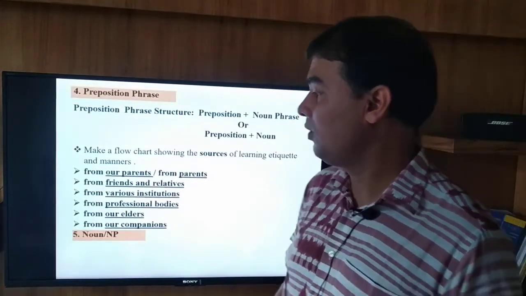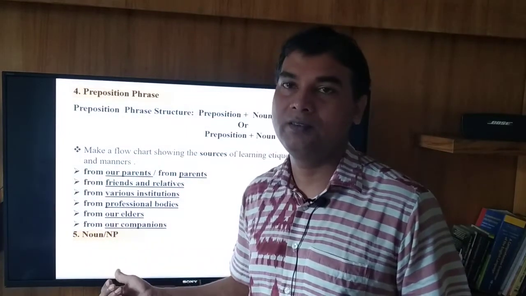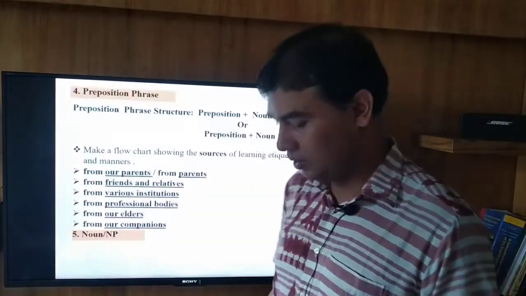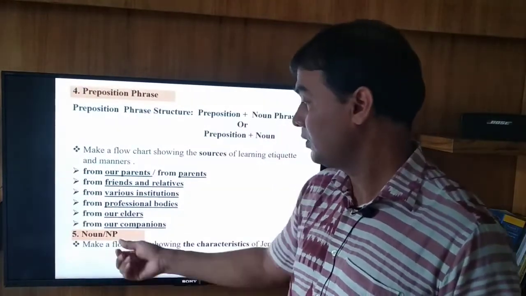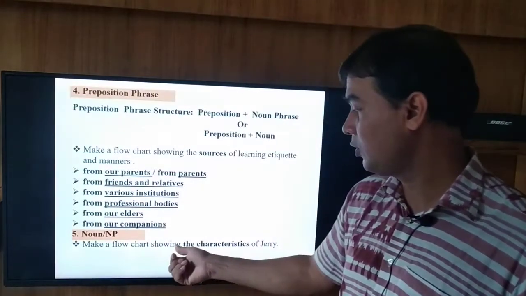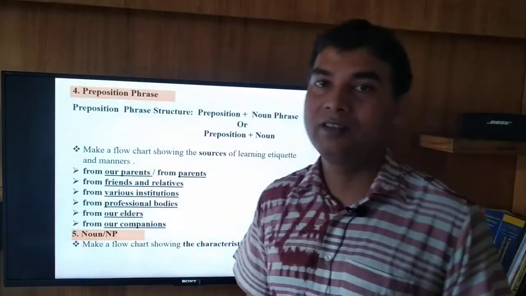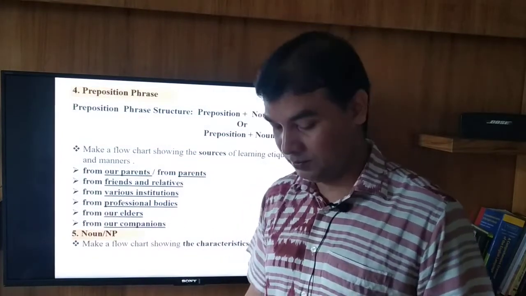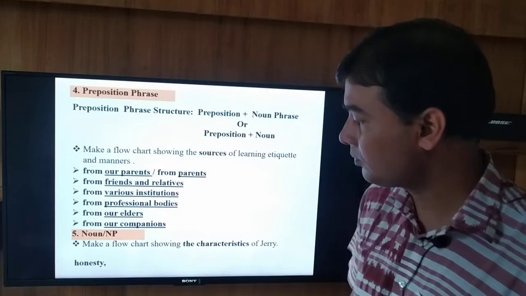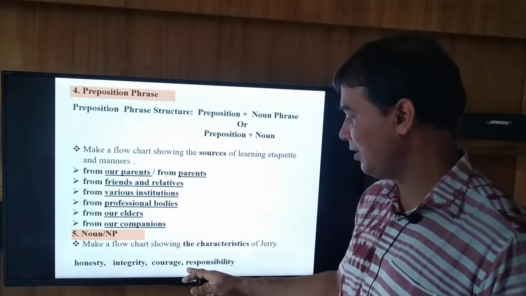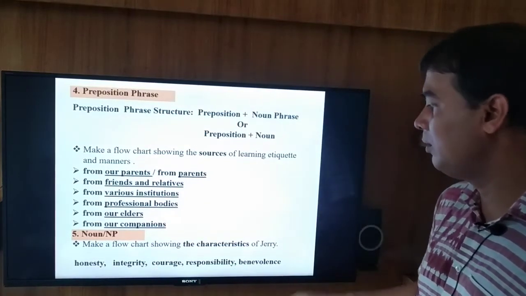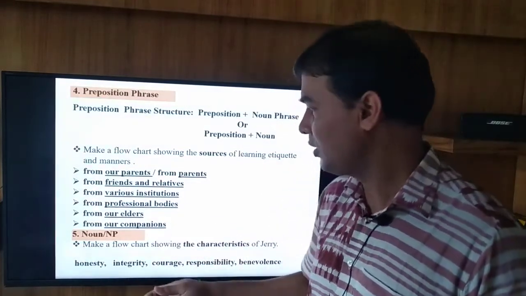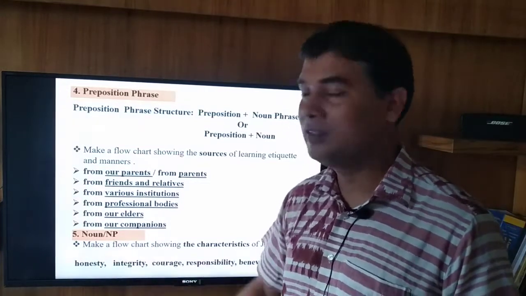Now technique number 5, noun or noun phrase. We can make a flowchart only using a noun or noun phrase. Suppose in the question paper, the question says make a flowchart showing the characteristics of Jerry. So we can write it using this technique number 5, noun phrase. The answer might be honesty, integrity, courage, responsibility, benevolence. You see, all these are nouns. So we can make a flowchart using this technique.